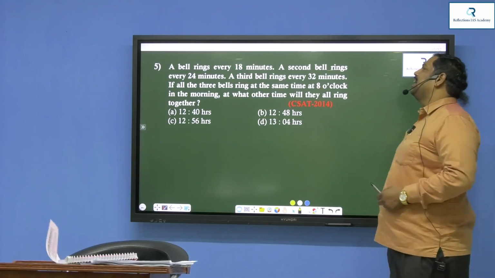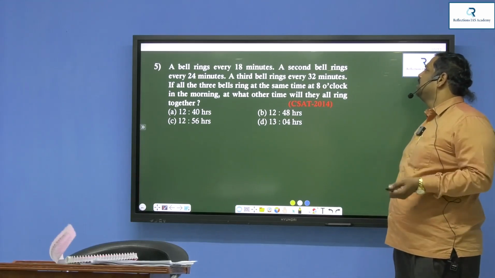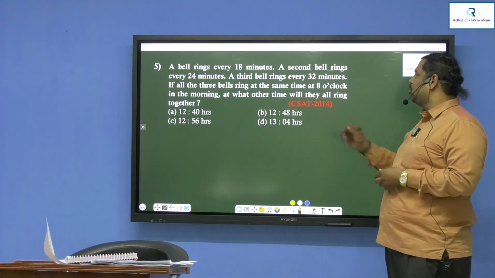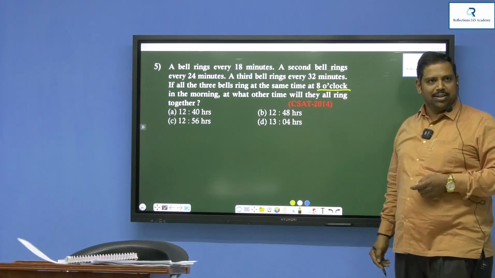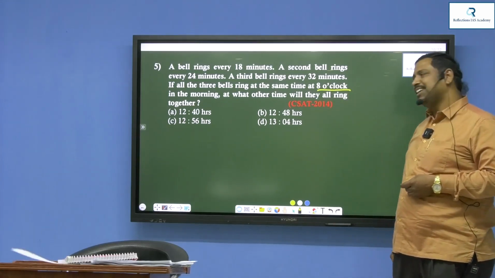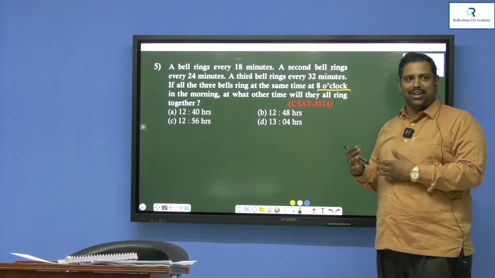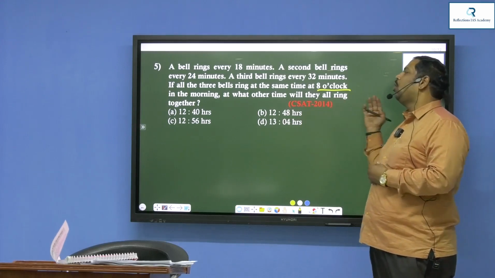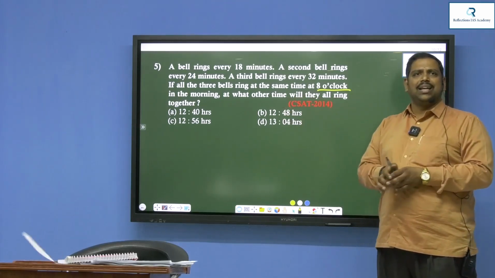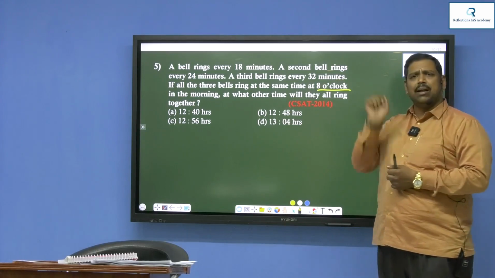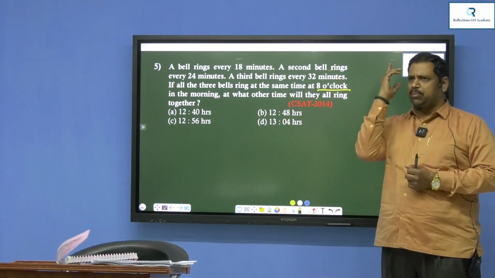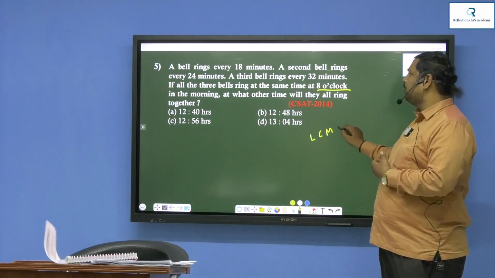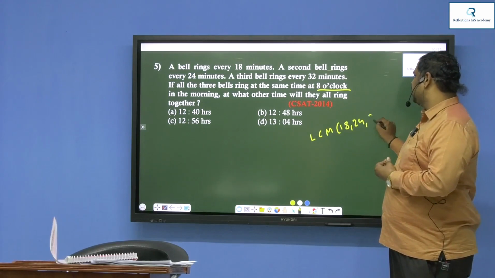A bell rings every 18 minutes, a second bell every 24, a third bell every 32. If all 3 bells ring at the same time at 8 o'clock in the morning, at what other time will they all ring together? Instead of firing, he simply said ring a bell. If I fire, the bell will ring. Can I think like that? As usual, can I say LCM? LCM of 18, 24, 32.